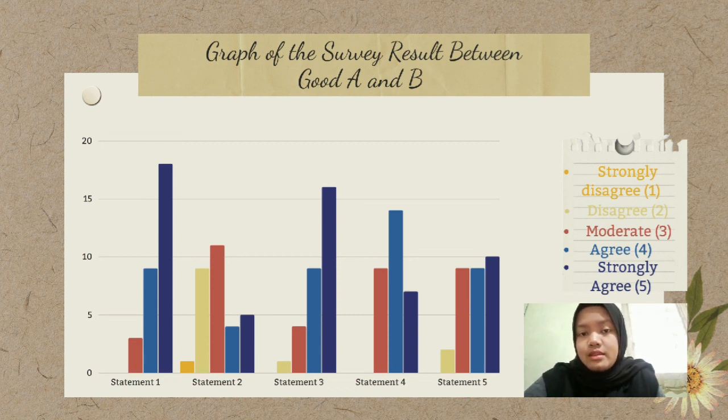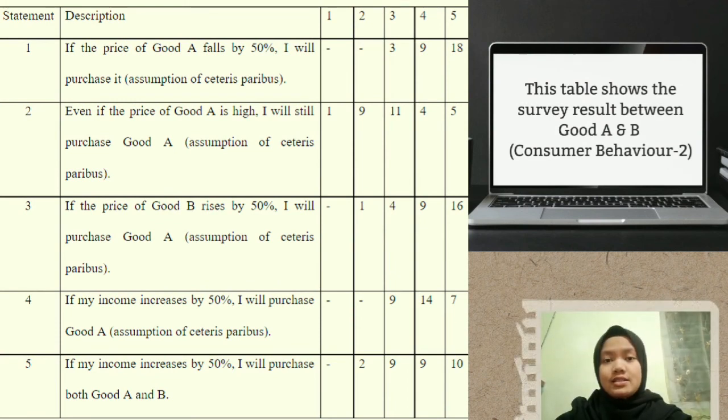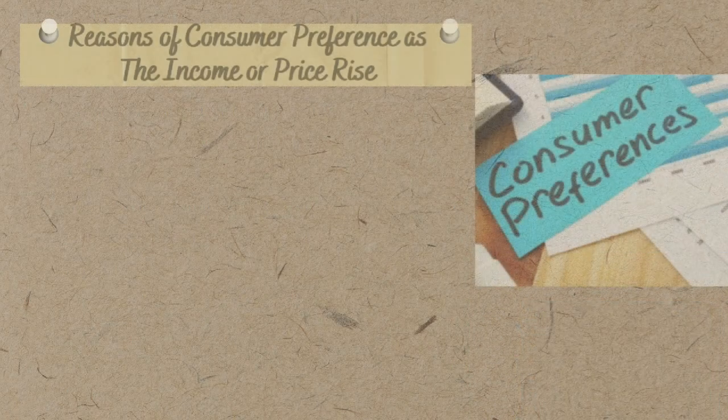For the fifth statement, the greatest number of respondents stand strongly agree, which are 10 out of 30 respondents, representing 33.33%, while the least respondents stand disagree, which are 2 respondents, representing 6.67%. There are 9 respondents who answered moderate and agree, representing 30% respectively. This is the table for the result of analysis from the graph between good A and good B, and the respondents' stand against each statement.